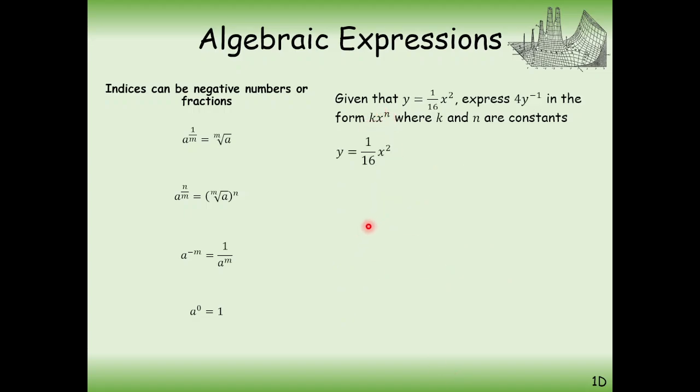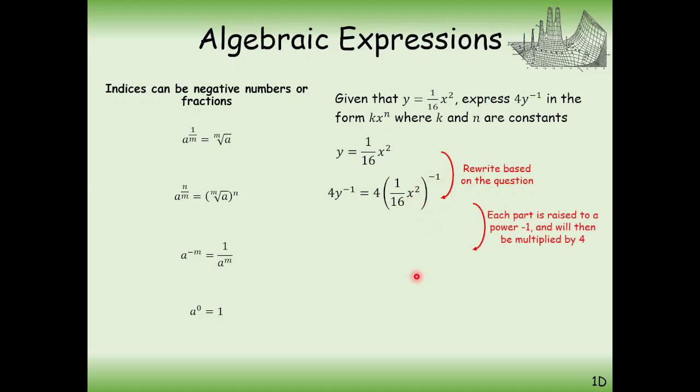That's it. Again, 4y to the power minus 1 in the form kx^n, with y equal to 1/16 x squared. So here instead of y you have to substitute this. Like this you have to start with the equation. So here we are substituting it: 4 into the y value, and the given y value to the power minus 1. Each part is raised to a power minus 1 and then multiplied by 4. So you have to take the power minus 1 for this part and this part, like this you have to take it out.